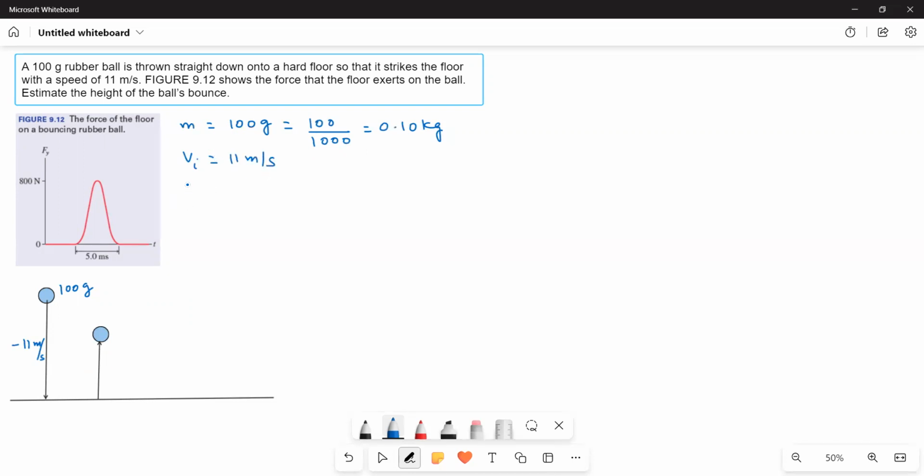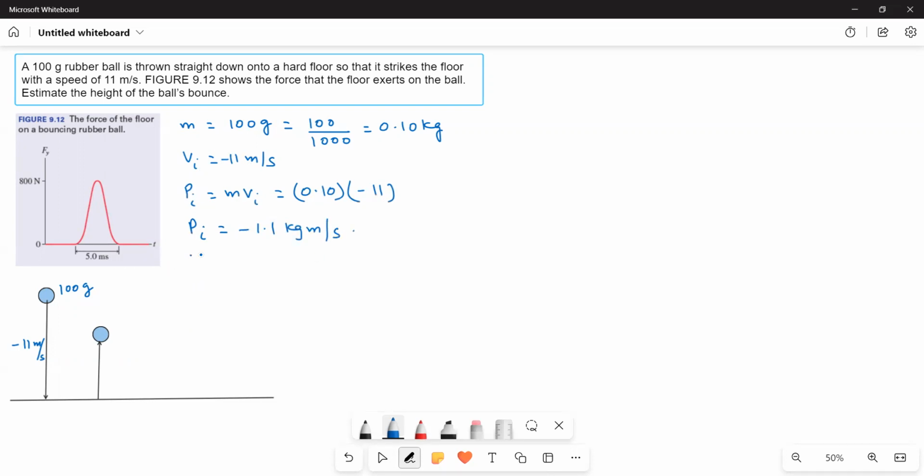So immediately we will find out the momentum, Pi is equal to m vi. As it is coming down, I will put the negative sign. Downward direction I will take negative, so the velocity becomes negative. So here 0.1 kilogram times minus 11 meters per second gives Pi is equal to minus 1.1 kilogram meter per second.